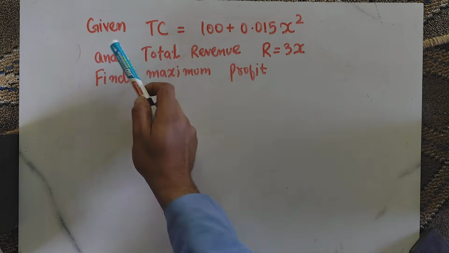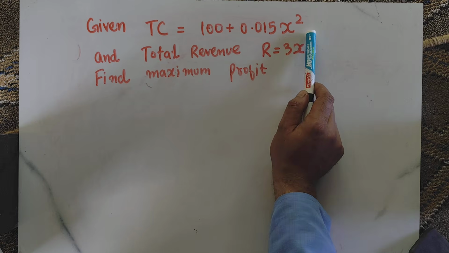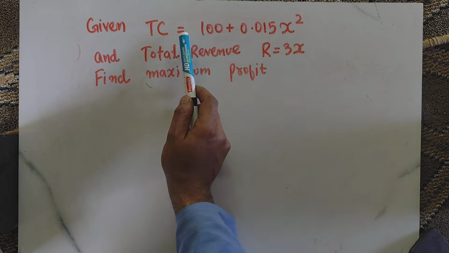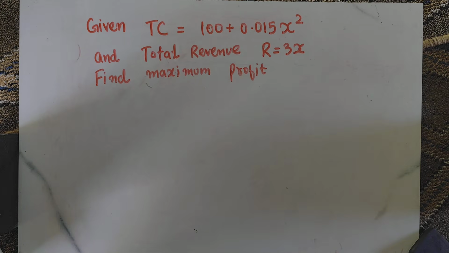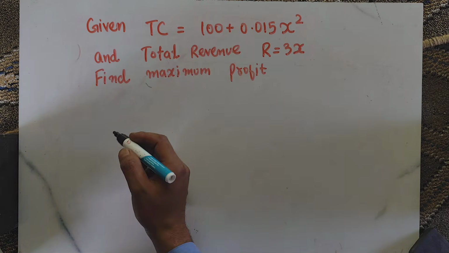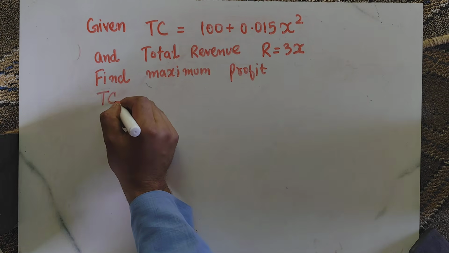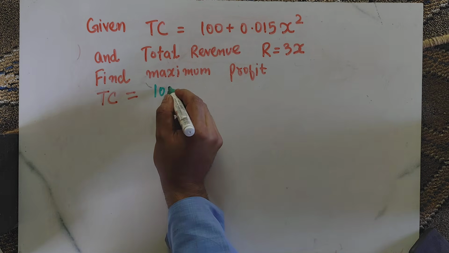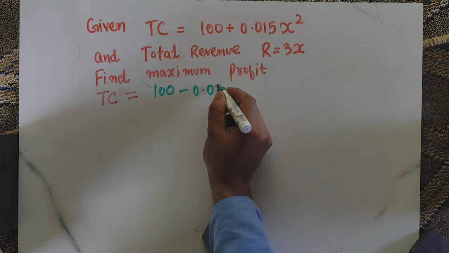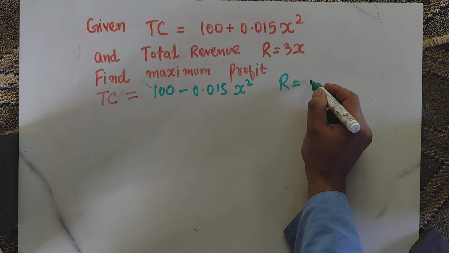The question is, given the total cost function is 100 plus 0.015x square, where x is the output and TC denotes total cost, and total revenue R is equal to 3 times x, we have to find out the maximum profit. So we are being given the total cost function, that is TC is equal to 100 plus 0.015x square, and the total revenue is 3x.